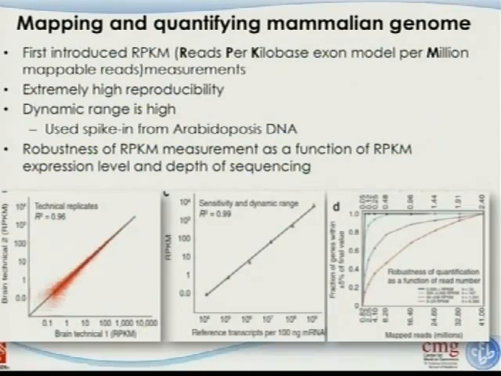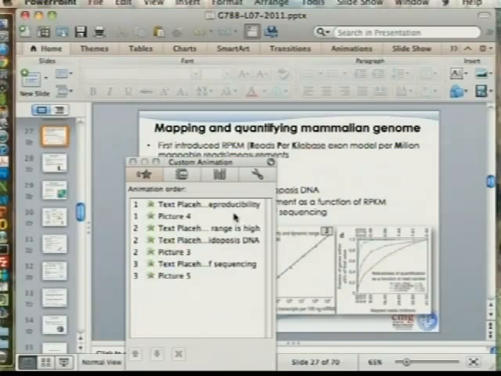Okay, and this one is even more difficult to understand, but it's very useful. They found the robustness of RPKM measurements as a function of RPKM expression level and depth of sequencing, which means that the deeper the sequencing is, the more accurate your measurement will be. Okay, that is for sure, of course. But in the figure here, you can see there are multiple lines. I'm going to explain that. If you cannot see it, let me blow this up big so that we can all see it, because I think this is an important figure to look at.